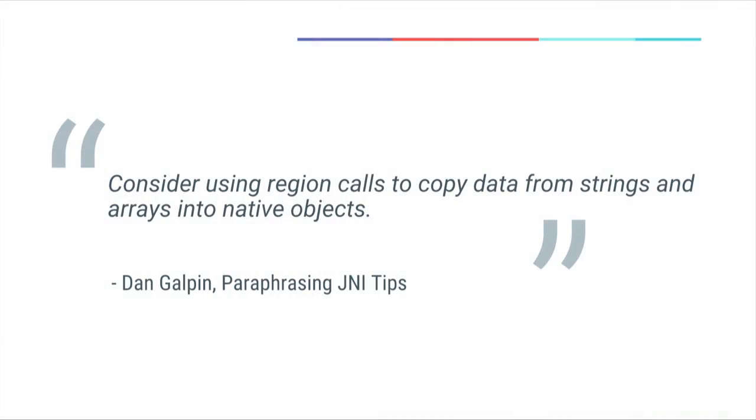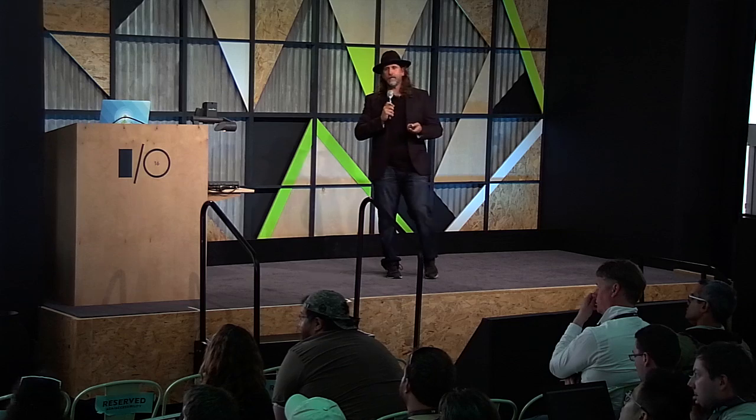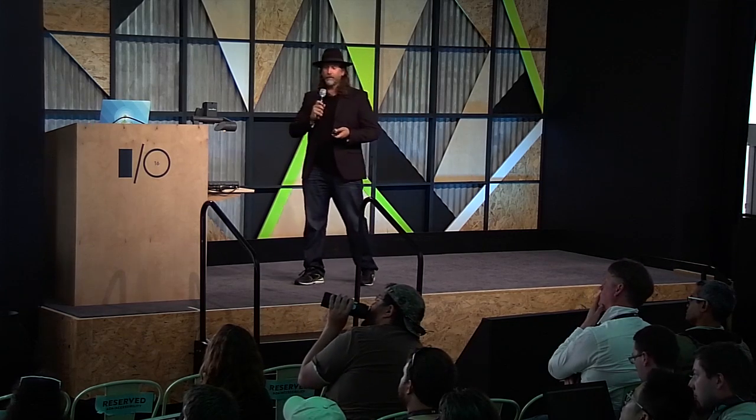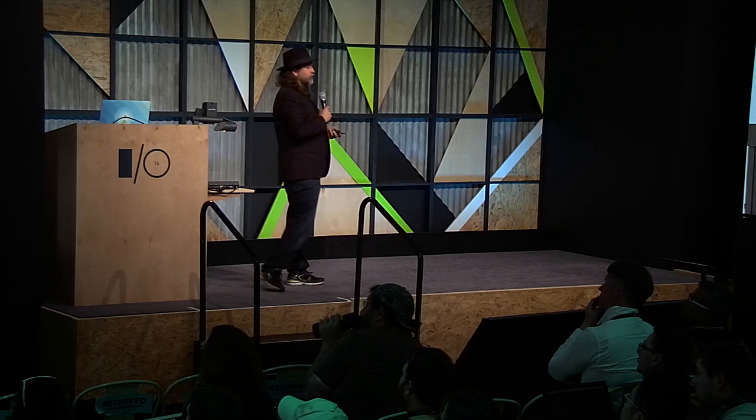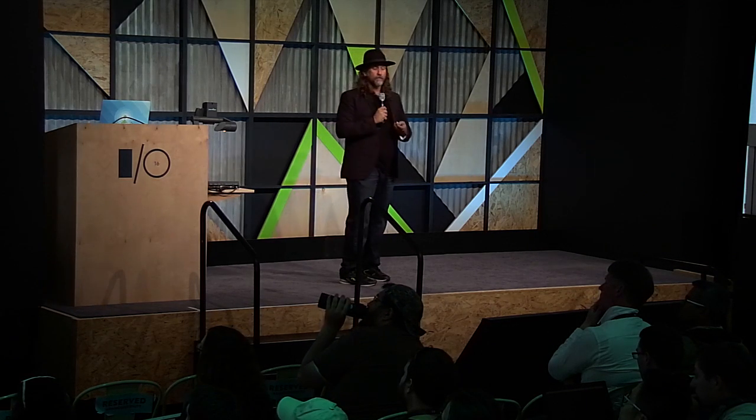And this is actually me paraphrasing, because I couldn't come up with a quote that was even close to being good enough. This is a very, very good thing, and it's important, because you want to reduce JNI overhead. Using region calls to copy data, if you're going to end up copying it in the end, actually saves you quite a bit of performance. So here are the two native functions that copy data from a string into a buffer.